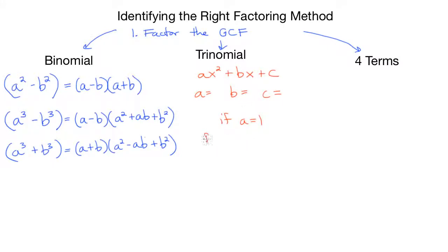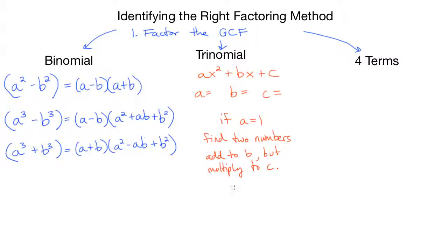We need to find two numbers that add to equal b, but multiply to c. And once we found those two numbers, boom, we wrote it out, we were factored, we were done. So that's a simple case. If our coefficient in front of the x squared, or whatever variable it is, is 1, we just need to find our two numbers using b and c, and then rewrite the polynomial in factored form.